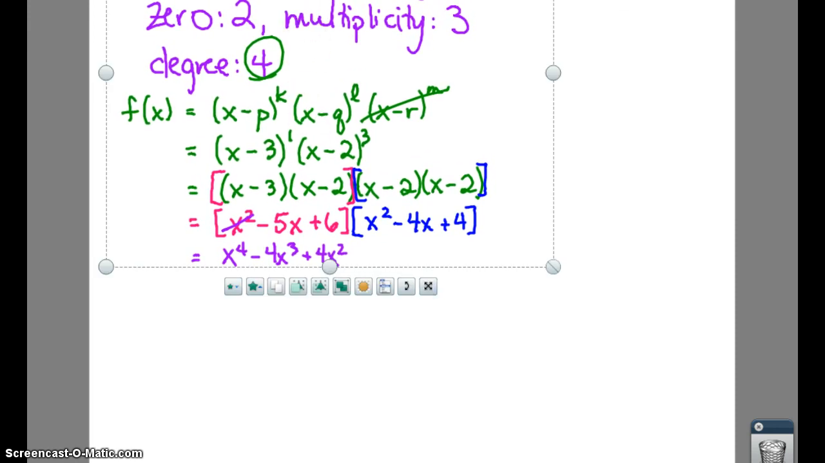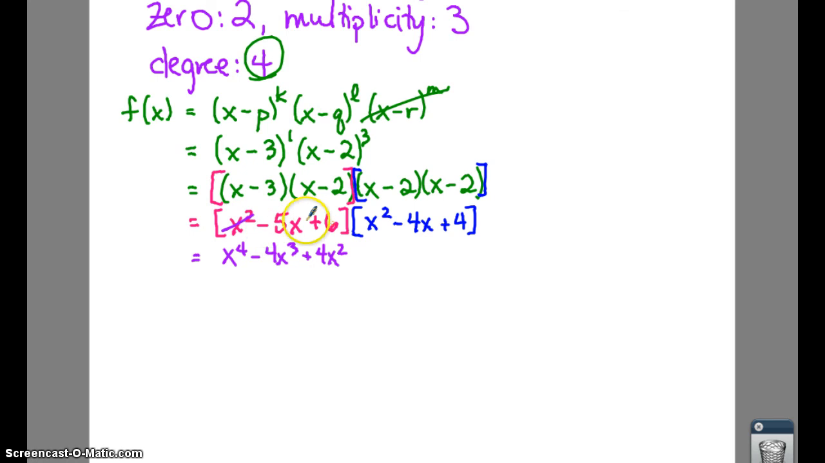Now we're going to multiply the next group through. We're going to multiply the negative 5x through everything here. So negative 5x times an x squared is a negative 5x to the 3rd. I like to line these up, that way I'm able to add them straight down. Negative 5x times a negative 4x is a plus 20x squared. Negative 5x times a positive 4 is a negative 20x. So I'm done with that. Now finally, we can take 6 times an x squared, which gives us a 6x squared. 6 times a negative 4x gives us negative 24x. And 6 times a 4 is a positive 24.